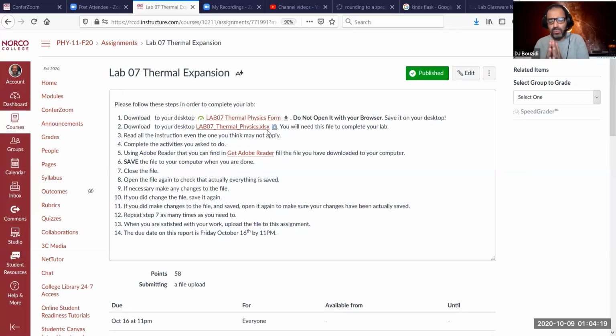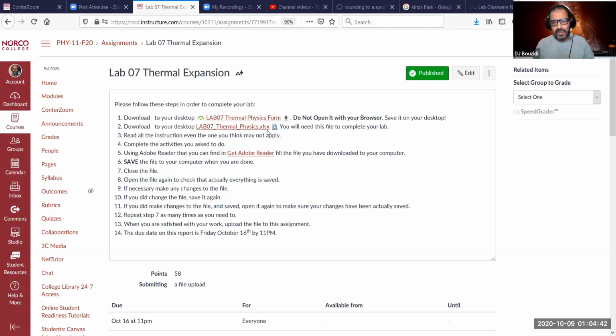The Excel file does two things. First of all, it fills in the missing values. It's going to give you other data that you need to put back into the PDF file. And then it's going to generate graphs for you. You need to look at that graph and pick up some data to complete your lab report. So that file is needed, okay?